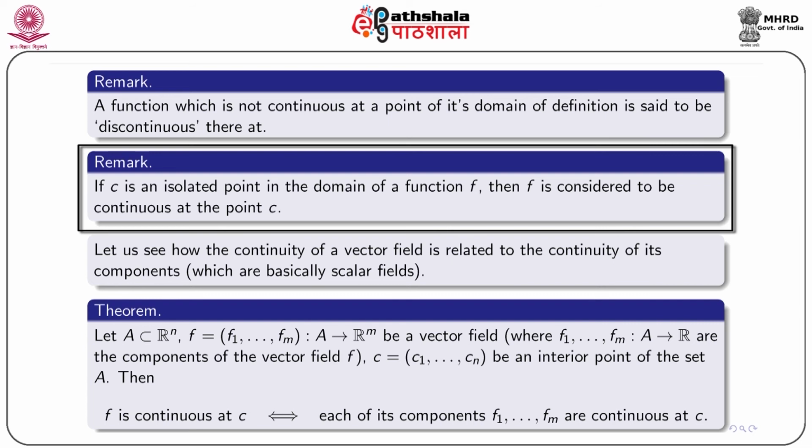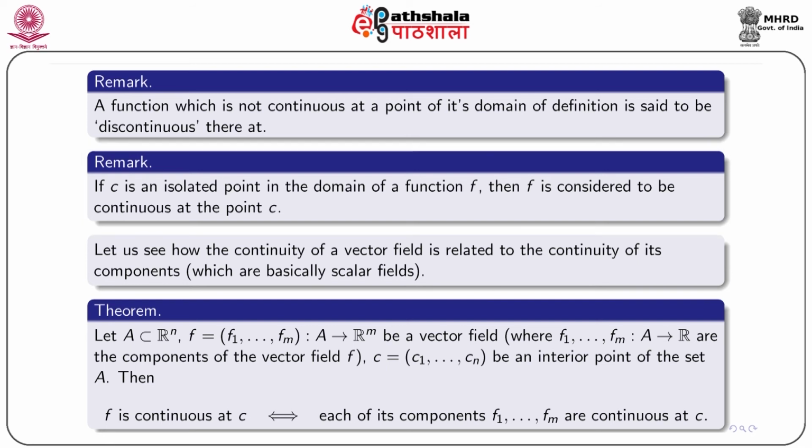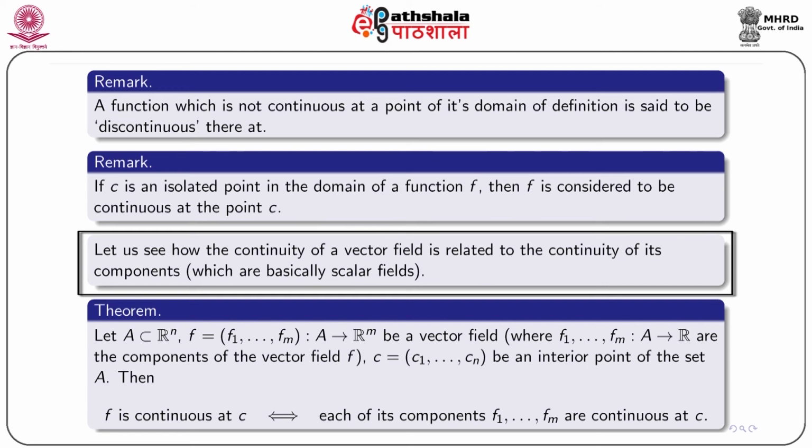Next remark: we suppose that f is a vector field and C is an isolated point in the domain of the function f, then f is considered to be continuous at that point C. Now, we show how the continuity of a vector field is related to the continuity of its components. We again recall that components of a vector field are scalar fields defined on the same domain.